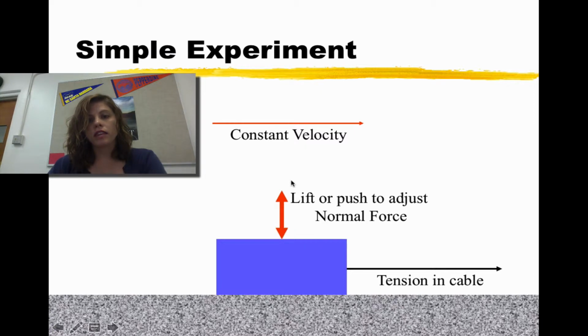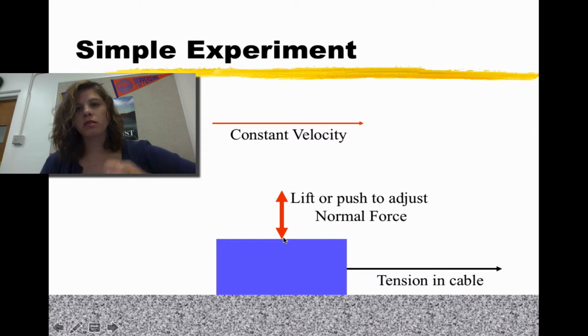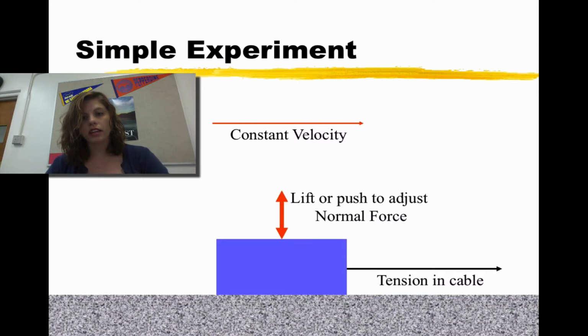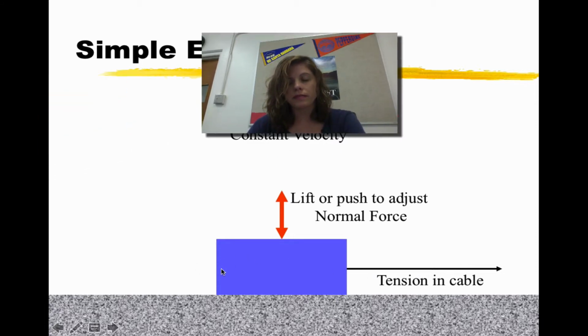All right, so we could push the crate down towards the floor, which would make the normal force larger, or we could pretend that there's a string attached to the box. We could pull it up a little bit and make the normal force by the floor on the crate lighter right here. So in this thought experiment, we're pulling a cable to the right at a constant velocity. So this tension on the cable that we can measure is going to be equal to the friction.